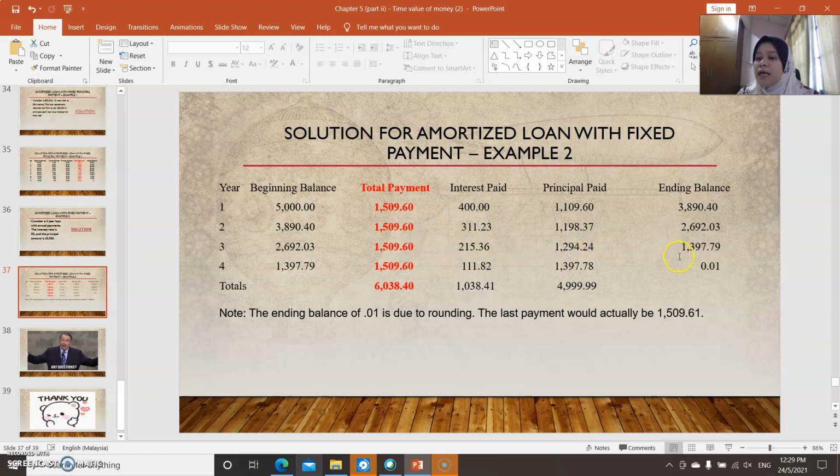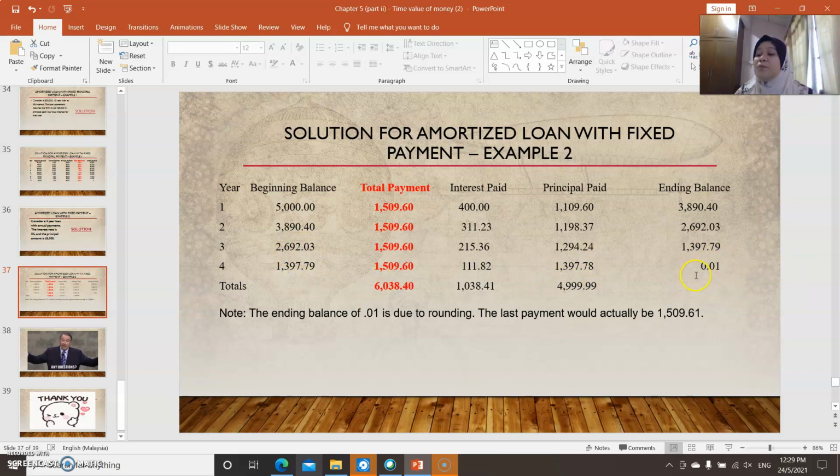Okay, so how are you going to get the ending balance? The beginning balance minus the principal paid, so you will get the ending balance. So the ending balance here will become the beginning balance for next year. So beginning balance here times 8%, you will get the interest paid. The total payment is just the same. Total payment minus the interest paid, you will get how much the principal paid is. So how are you going to get the ending balance? Beginning balance minus the principal paid, you will get the ending balance.